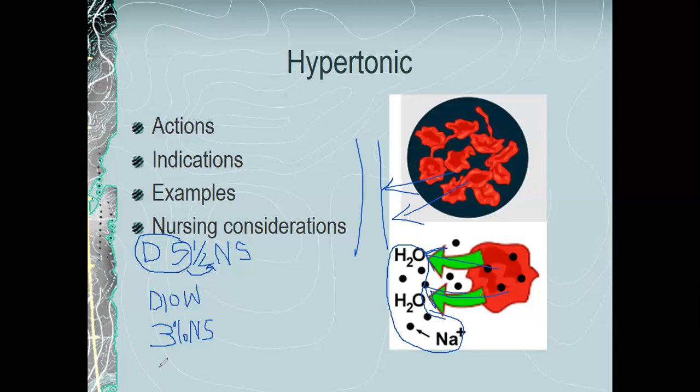Again, just like with the hypotonic, they're not going to typically be used for a prolonged amount of time. And they are going to be contraindicated for patients with cardiac or renal disease because of that risk of fluid volume overload. Anything with a high concentration of dextrose, if it's greater than 10% dextrose, needs to be given through a central line.